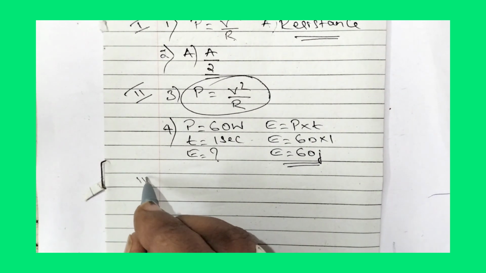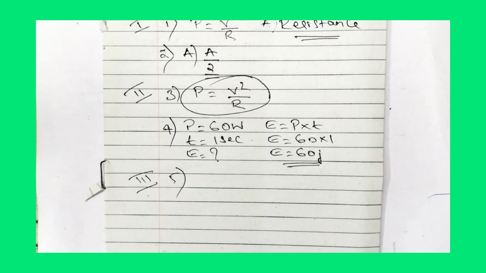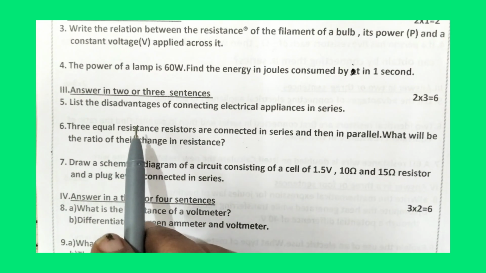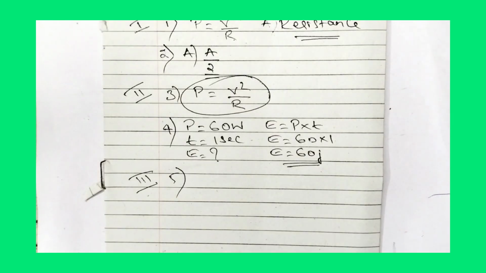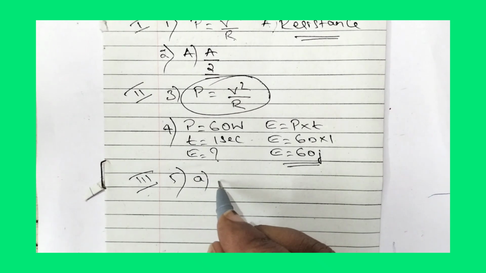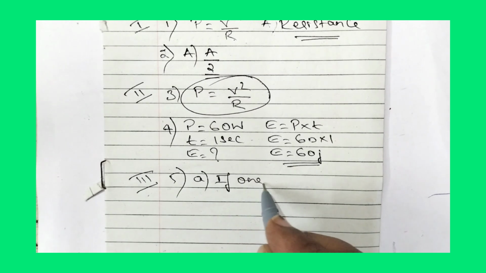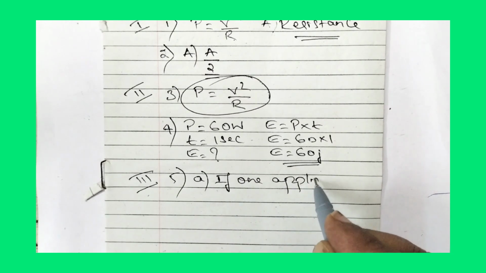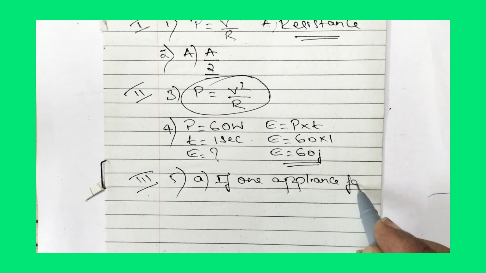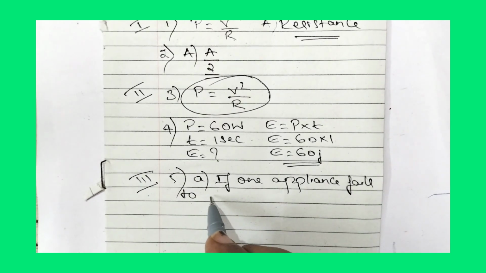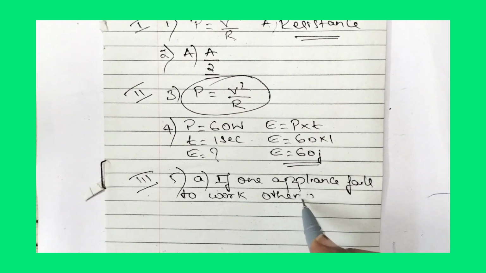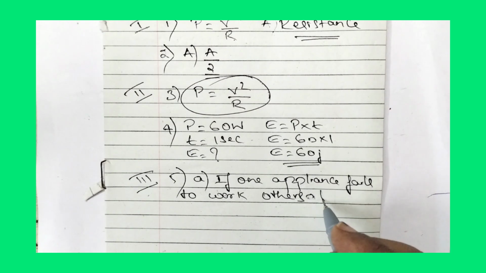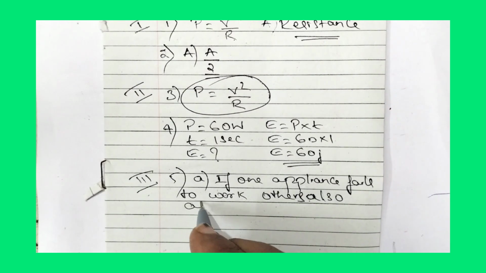Now let us move to question number 5. List the disadvantages of connecting electrical appliances in series. So let us write the disadvantages. The first disadvantage is that if one appliance fails to work, others are also affected.